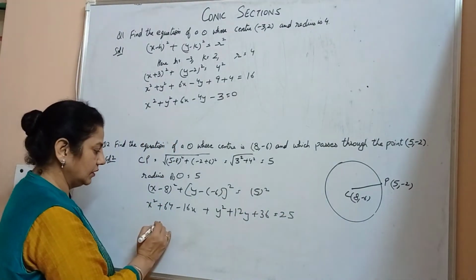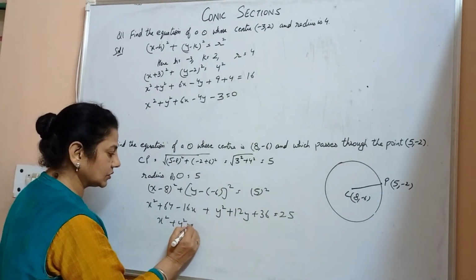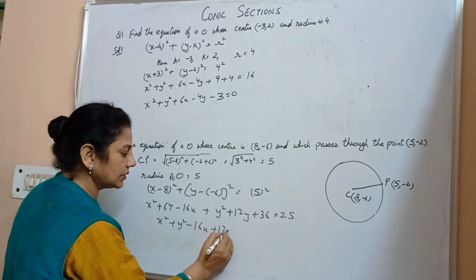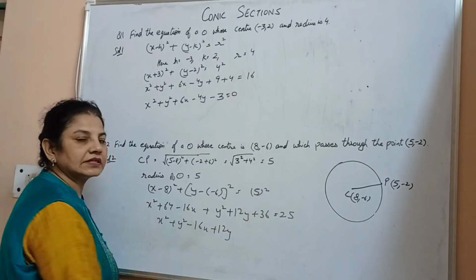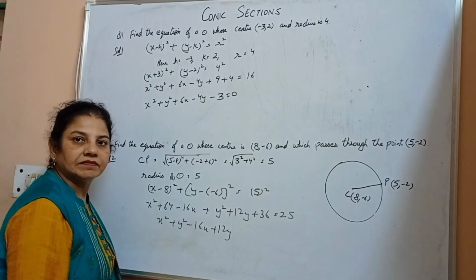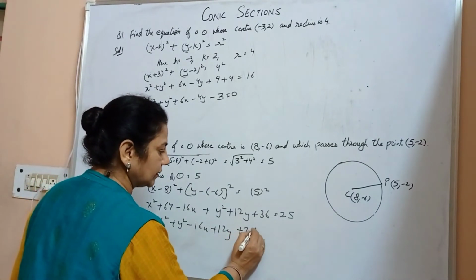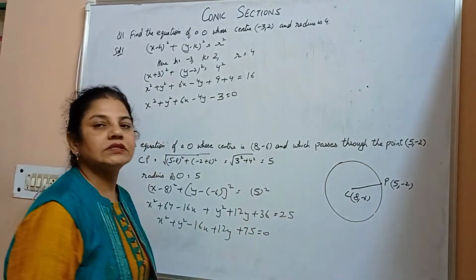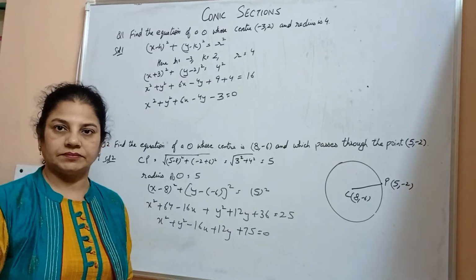5 square is 25. We get x square plus y square minus 16x plus 12y, 64 plus 36 is 100, 100 minus 25 is 75. We get plus 75 equals to 0 is the required equation of a circle.